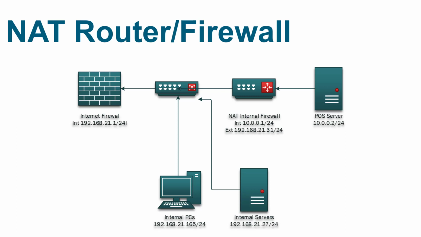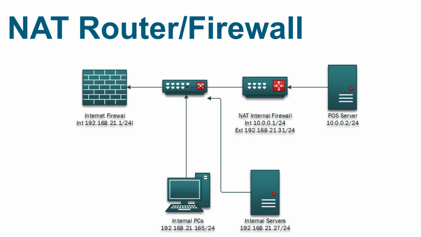We see in this example that we have a NAT router firewall that we've set up, and you can see the NAT internal firewall where the internal address is 10.0.0.1 and the external is 192.168.21.31. So our production subnet is going to be the 192.168.21 network. And then our POS network for our point of sale system is going to be the 10.0.0 network. And that's where our point of sale server and other cash registers are going to be used to conduct business with client information. And that client information should not be communicating with the production environment or with the internet.